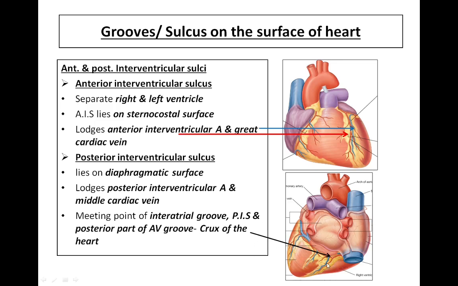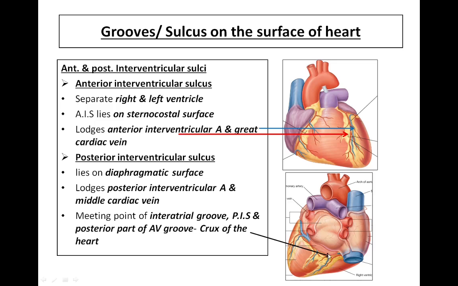Now the posterior interventricular sulcus lies on the diaphragmatic surface and lodges the posterior interventricular artery. In this part we have the artery named posterior interventricular artery, and one vein is also there. This is called the middle cardiac vein. Here is the small cardiac vein on the right coronary sulcus. Here we have the great cardiac vein on the anterior interventricular groove, and in the posterior interventricular groove we have another vein, that is the middle cardiac vein.